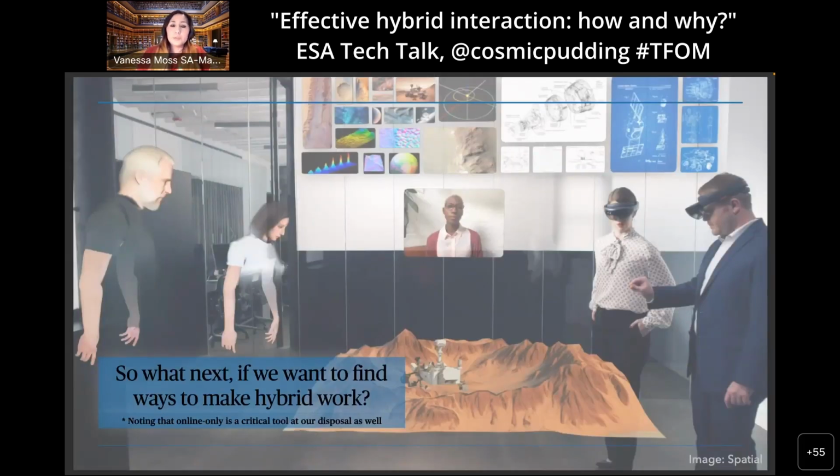So in terms of moving on to what this means for actually making hybrid work, I show this picture from Spatial, not because I think this is necessarily what hybrid is going to look like, but to some extent, mixed reality is going to change the way we think about this, and the emphasis on this gap between in person and not will probably change a lot. That's not necessarily the tomorrow solution. The other thing I would say with all of this is to just keep in mind that online only is a really critical tool at your disposal. And there are cases where that is going to be way easier than trying to solve the hybrid problem.